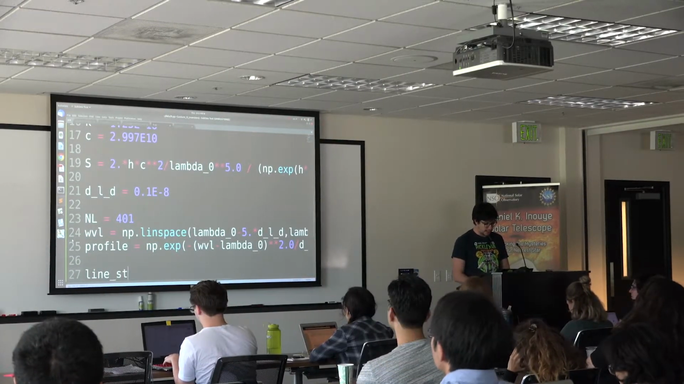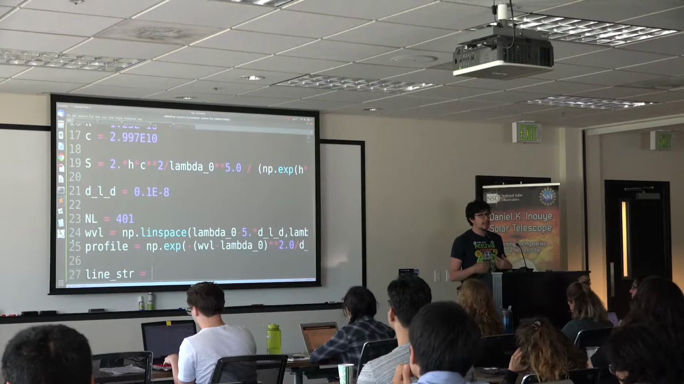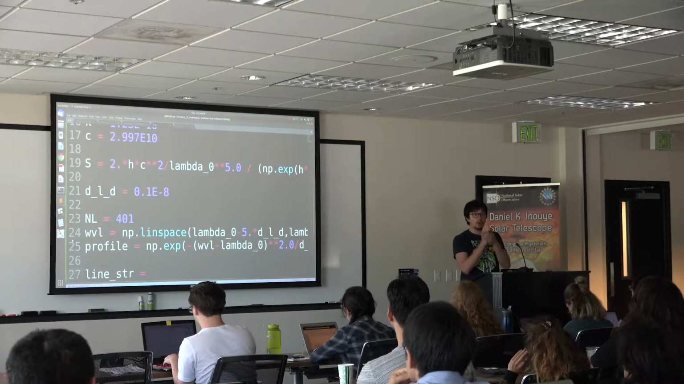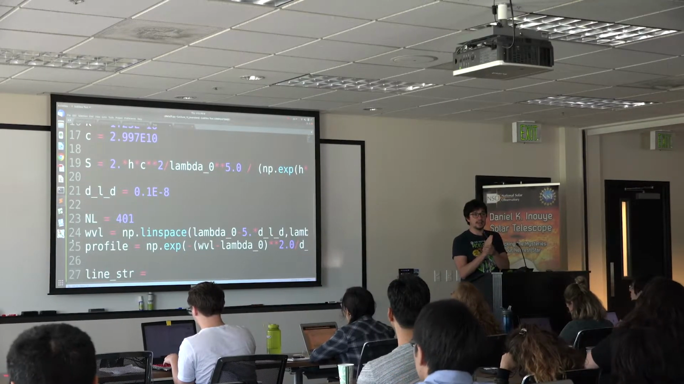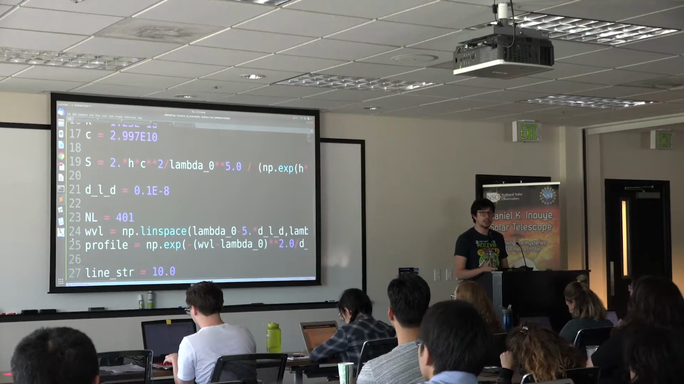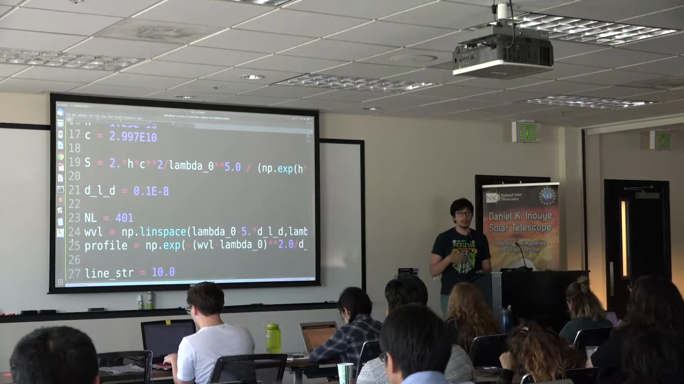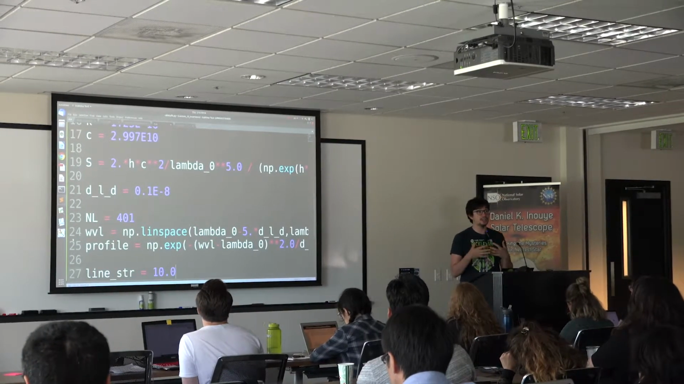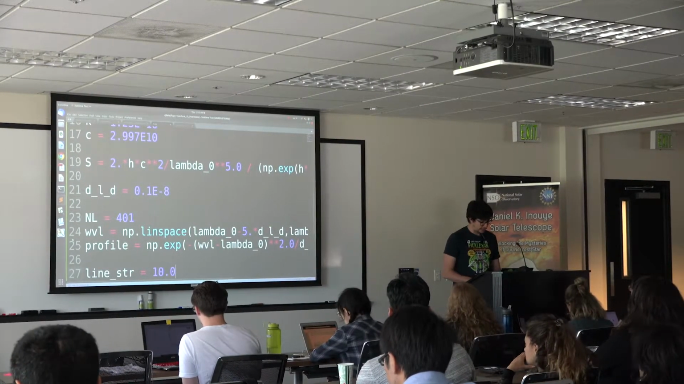We're going to call it line strength, okay? And this is going to tell you at the core of the line how much stronger the line is with respect to the continuum. Let's set it to 10 at the beginning. This is actually the value that we're going to play with. We're going to play with the line strength and see how the lines look for different line strengths.